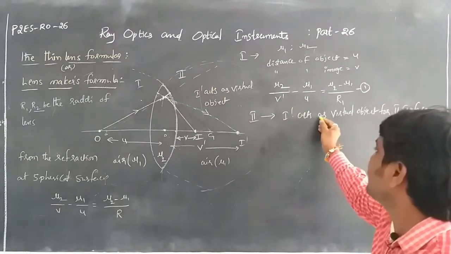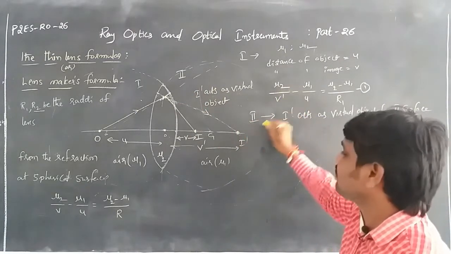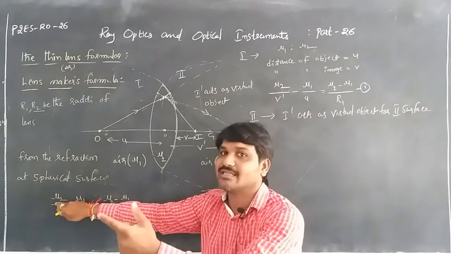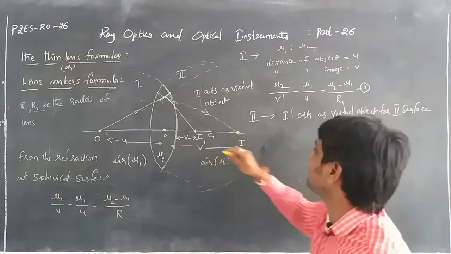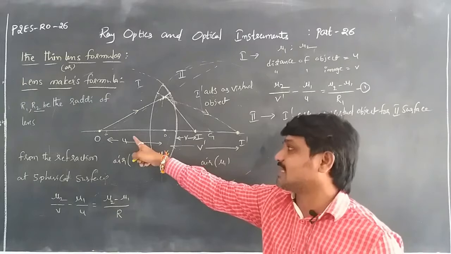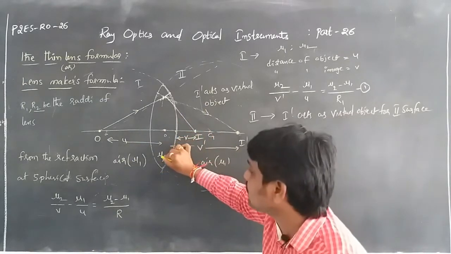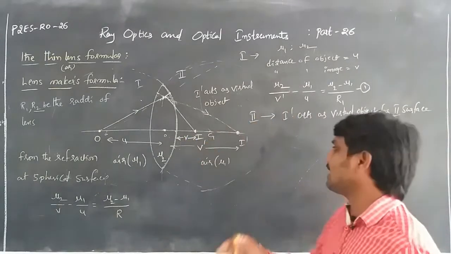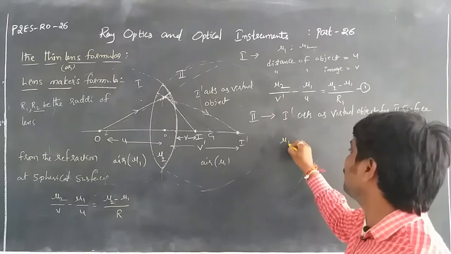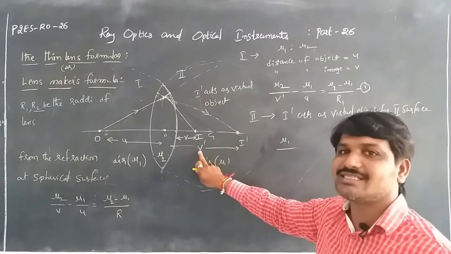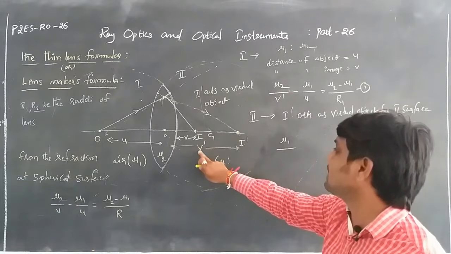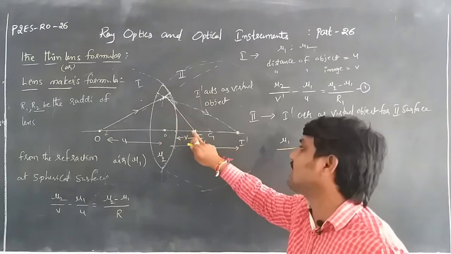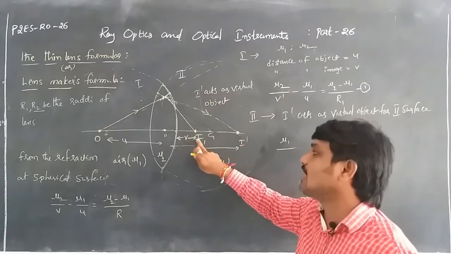So here, this is where the light is going. In the first case, light is moving from the rarer medium to the denser medium. In the second case, light is moving from mu2 to mu1, means from the lens, the denser medium, to the rarer medium. So first of all we write mu1 by the distance of the image, because it is moving from the denser medium to the rarer medium. At a distance of v, the image is formed.